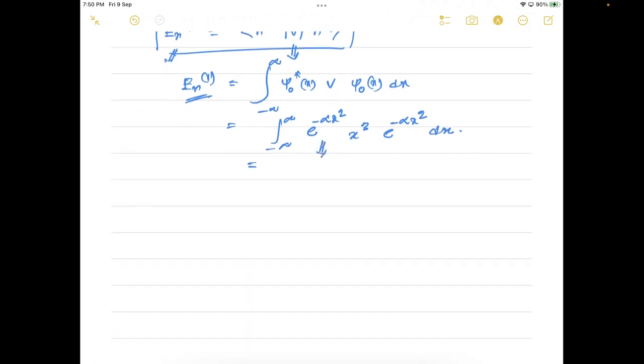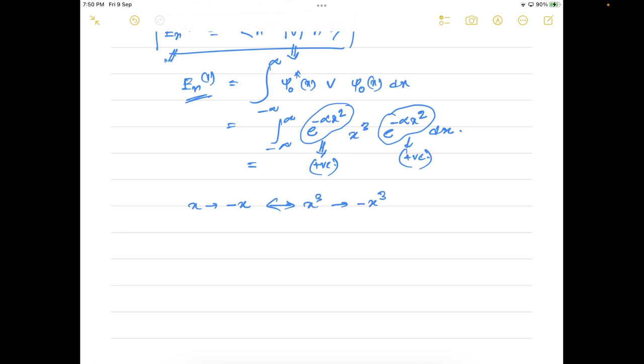Now just look at this integration. This is a positive term, right? If you change x to minus x, this term will not change the sign, right? So this is a positive term. This is also a positive term, because if we change x to minus x, then it will remain e to the power minus alpha x square, so the sign of this expression will not change. This is also a positive term. Now x cube, if you change x to minus x, then x cube will change to minus x cube, right?